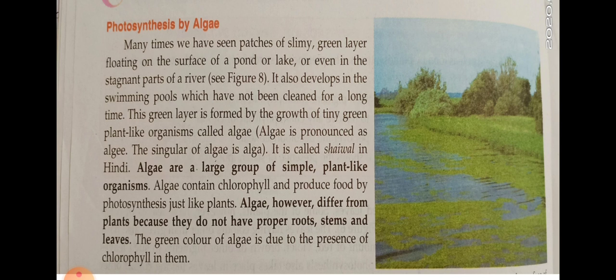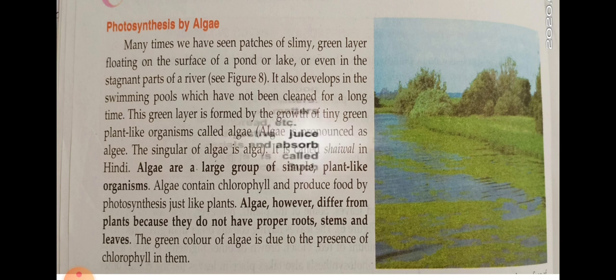Algae contain chlorophyll and produce food by photosynthesis just like plants. Algae, however, differ from plants because they don't have proper roots, stems, and leaves. The green color of algae is due to the presence of chlorophyll in them. So photosynthesis by algae is done only by the presence of chlorophyll. Okay.